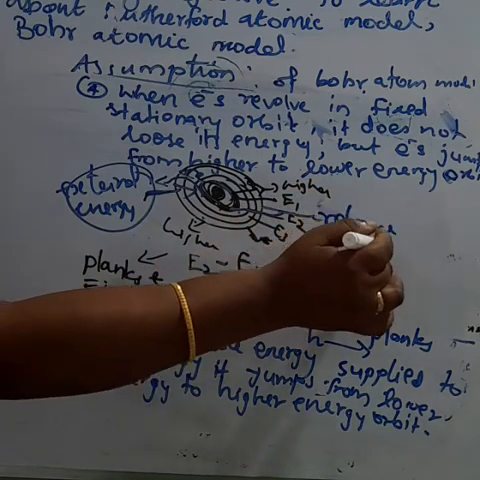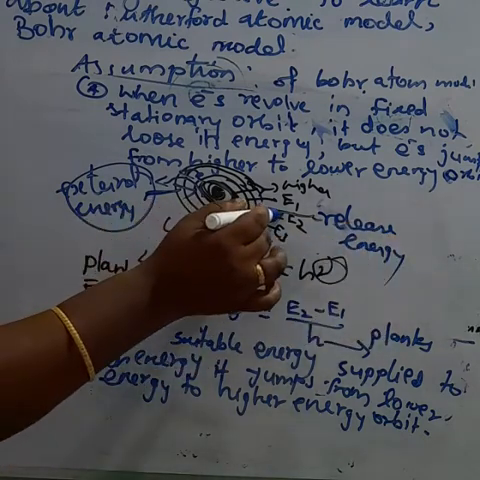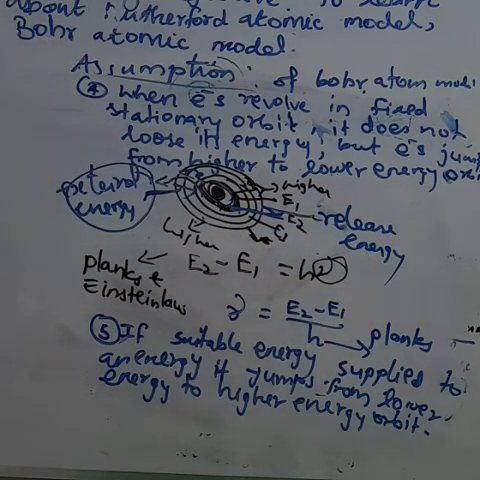That is the main assumptions of the Bohr Atomic Model. Let me repeat. There are 5 assumptions. What are they? First, in the atom, the energies of electrons are quantized. The energies of electrons are quantized.